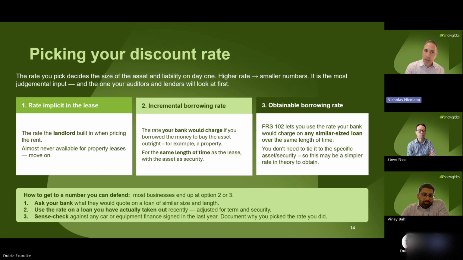The obtainable borrowing rate, I think, will probably be the one that's going to be the easiest to obtain. If we use the examples I've mentioned previously, this is essentially borrowing that £500,000 from the bank. This is the rate the bank would lend you that money for over that length of time.